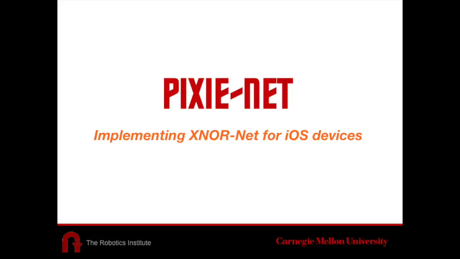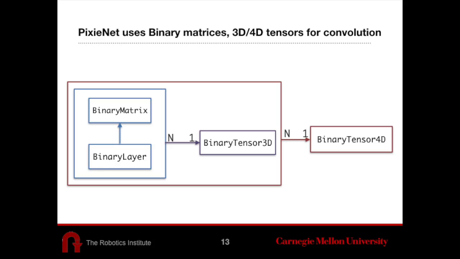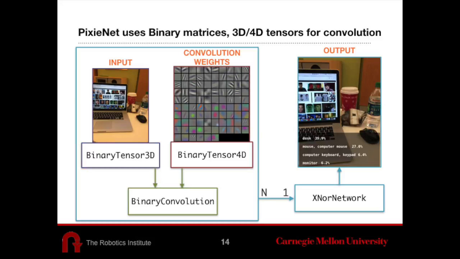Now we present some details of our implementation of PixieNet. We implemented a binary matrix class optimized for bit-level data storage and wrapped it in a binary layer class. A set of binary layers forms a 3D binary tensor, and a set of those in turn forms a 4D binary hypercube. A single binary convolution unit takes as input a 3D image and uses its 4D tensor of weights to perform normalization, binarization, convolution, and pooling if desired. The XNOR Network class enlists an instance of binary convolution for each layer of a CNN model.